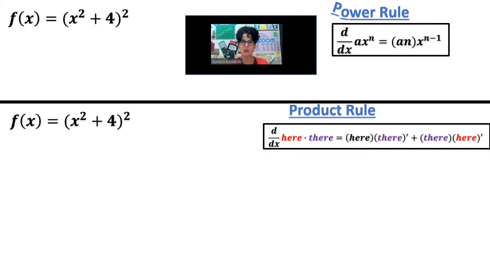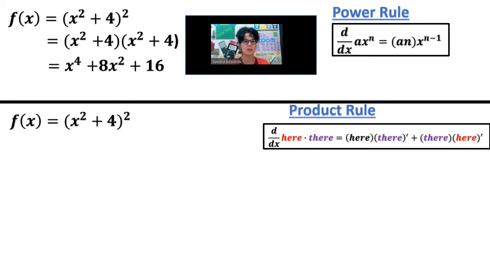If I wanted to use the power rule, the first thing I would need to do is write those side by side and FOIL them. So first times outer times inner times last, and then combine those middle terms. And I have rewritten the function f of x in a different way, specifically in a way where we have a number x to a power plus a number x to a power.